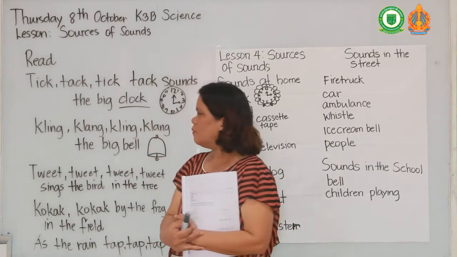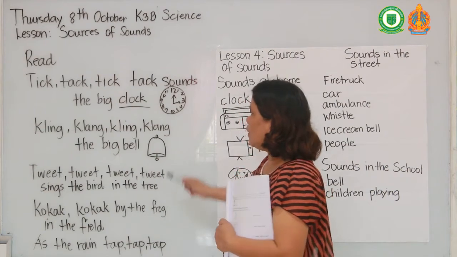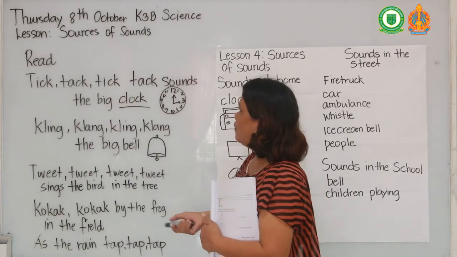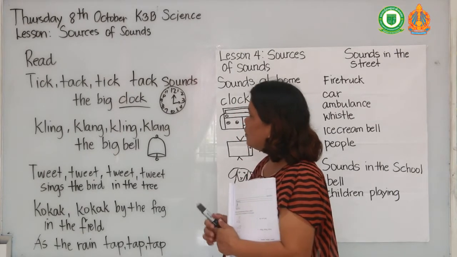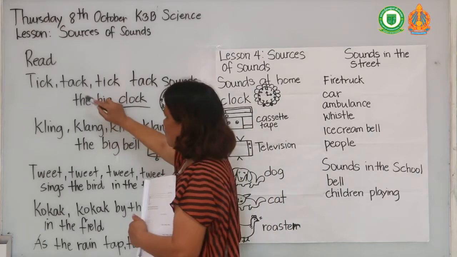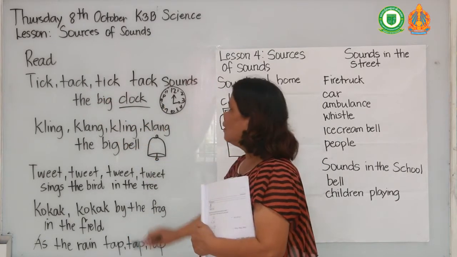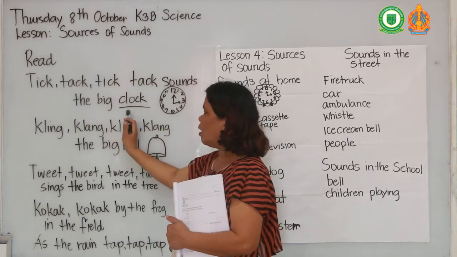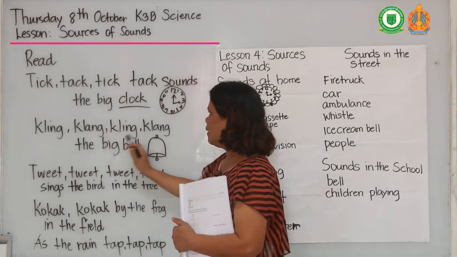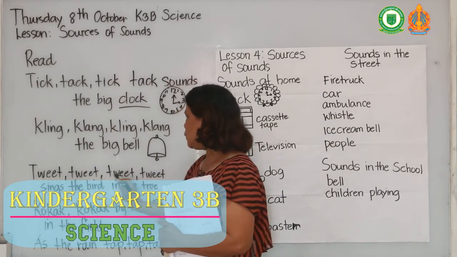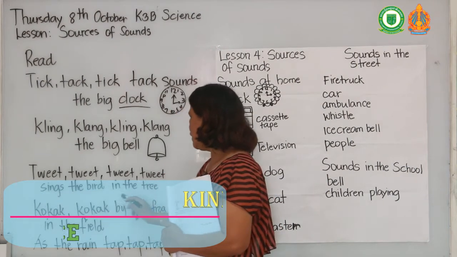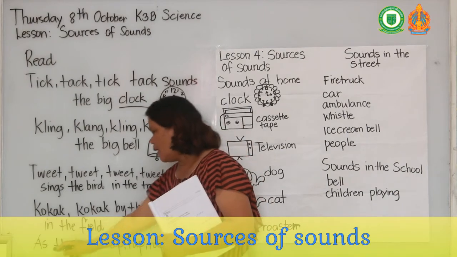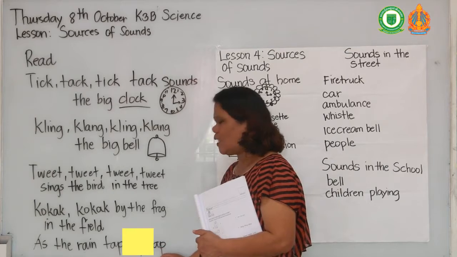For your reading activities, I want you to read this. This is a simple reading activity that I'm going to give to you. Just read the sounds of different sources of sound. Tick-tock, sounds the big clock. Cling-clang, the big bell. Tweet, tweet, tweet, sings the bird in the tree. Croak, says the frog in the field. Tap, tap, tap, goes the rain.